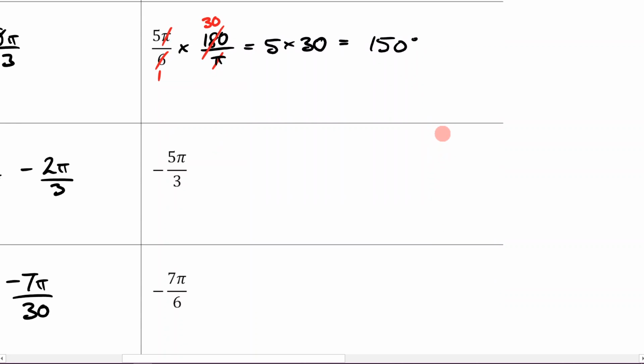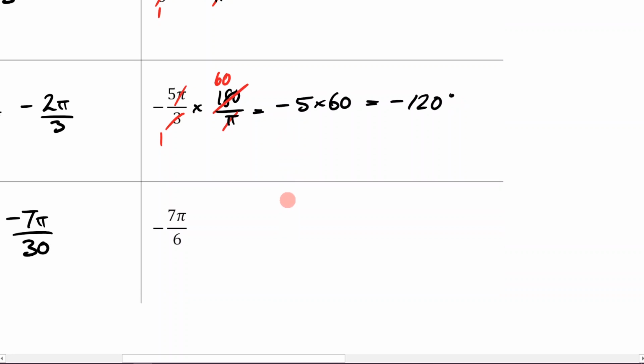Now the next one is negative, but do not fear. We know what we're going to do here. We're going to times it by 180 on pi. That will cancel with that. This 3 divided by 3 is 1. 180 divided by 3 is going to be 60. So that means I'm going to be left with negative 5 times 60, which is going to be negative 120 degrees. Last one.